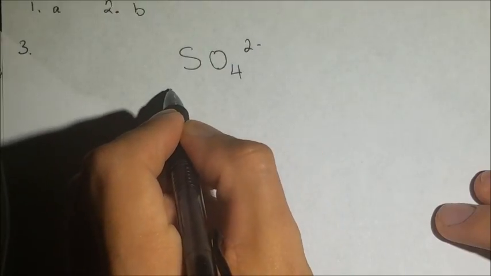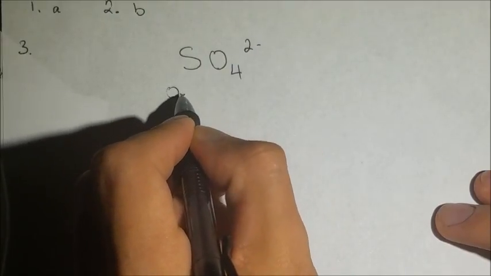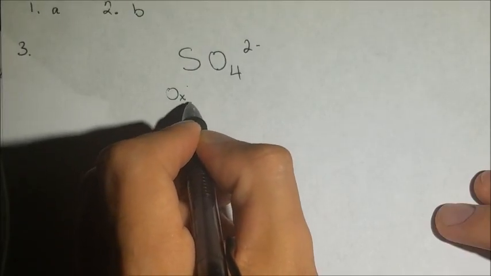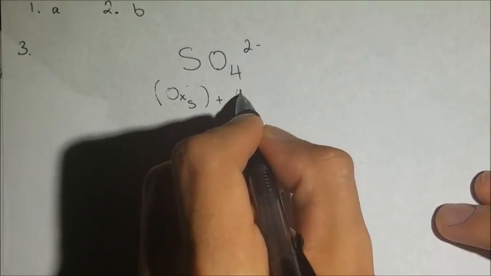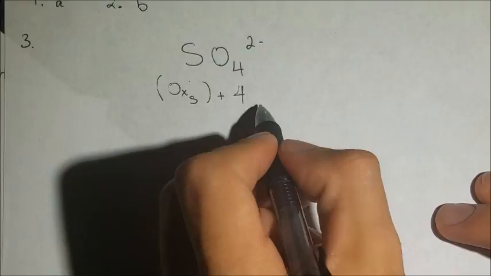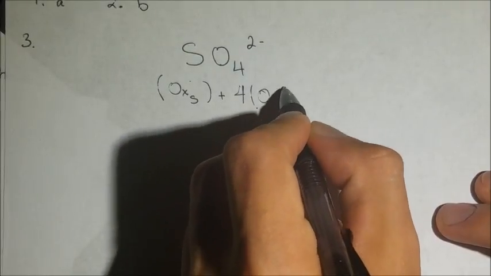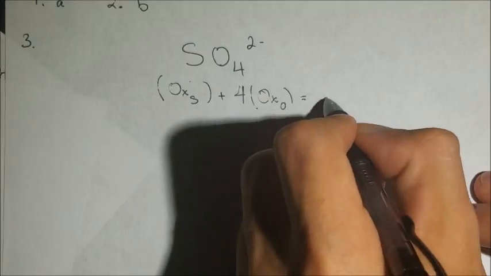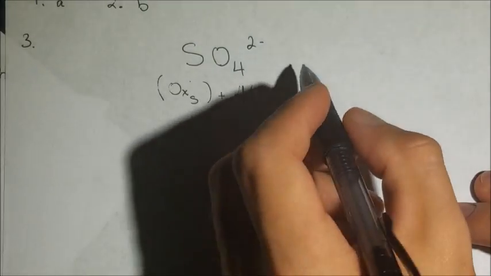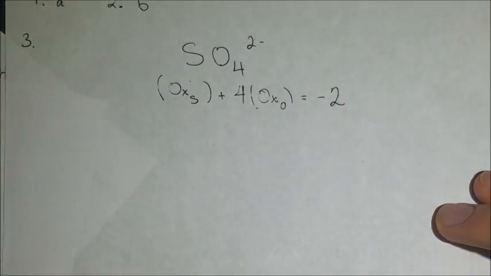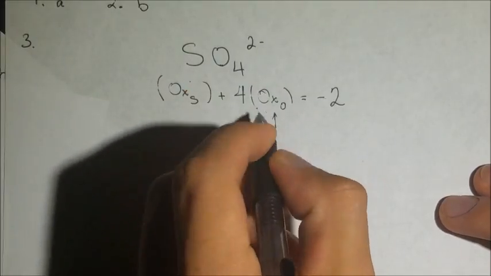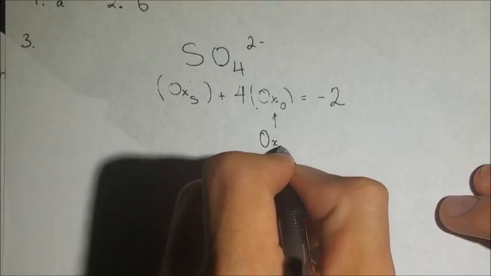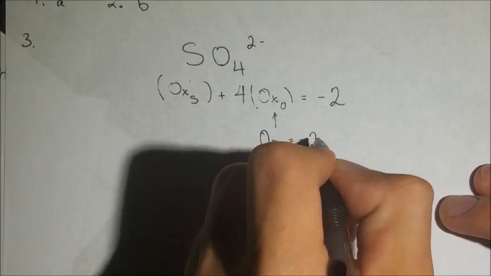Okay, so let's first of all say that the oxidation number for sulfur, I'll just label it like this, plus 4 times, because we've got 4 oxygens here, the oxidation number of oxygen, all together has to equal the charge of the molecule. And the charge of the molecule is -2. Okay, so here's how we would do this. We know that the oxidation number on each oxygen is -2, so let's just go ahead and plug in the oxidation number for oxygen is -2.